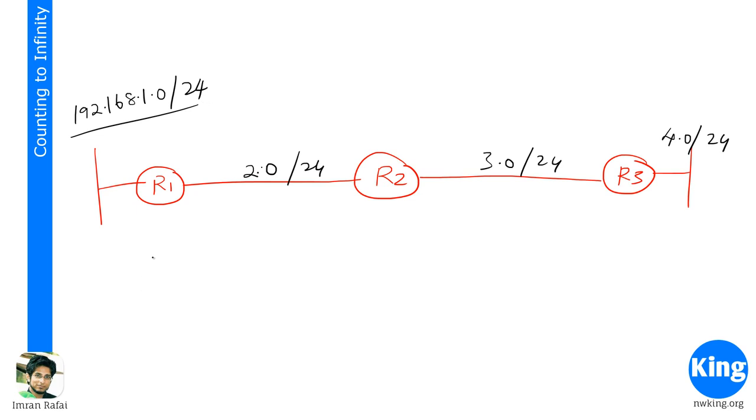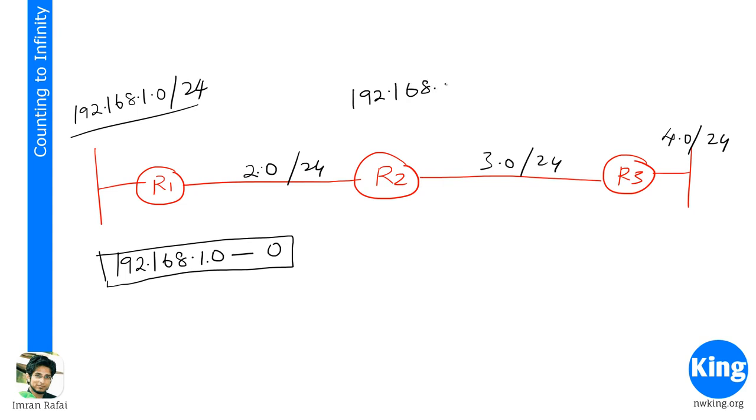So in R1, the routing table should have 192.168.1.0 with a hop count of 0, right? This is how the routing table at R1 would look. In R2, the same route would be at 192.168.1.0 with a hop count of 1, right? So we know from our last video that hop count keeps increasing, right? So when R2 sends an update to R1, R1 will add, right? So R1 has this route accessible at 0 hop count because it's directly connected to R1.